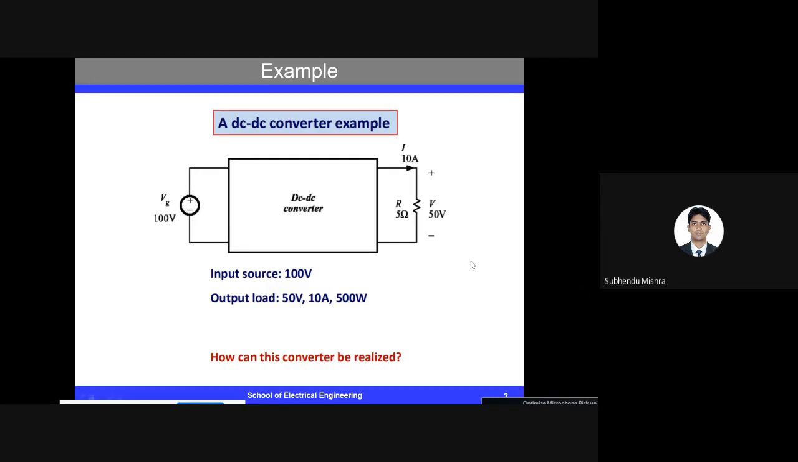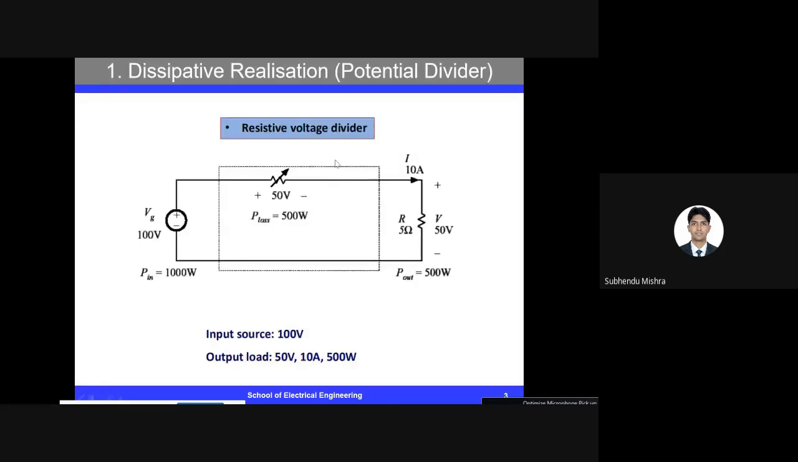The first way to do this is a simple potential divider. We can use a potential divider in such a way that there is a 50 volts drop across this particular resistor, and then we will get a 50 volts drop across the output. So this is the first way.